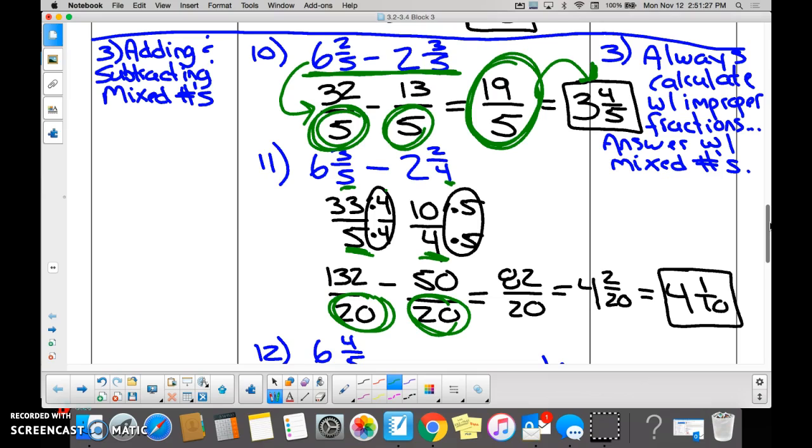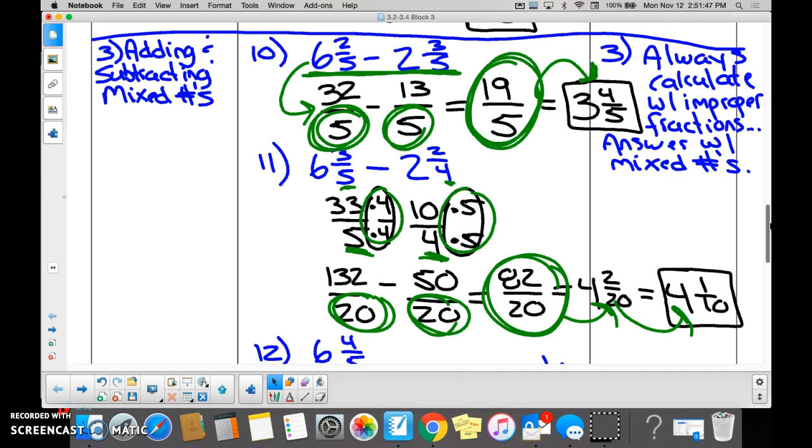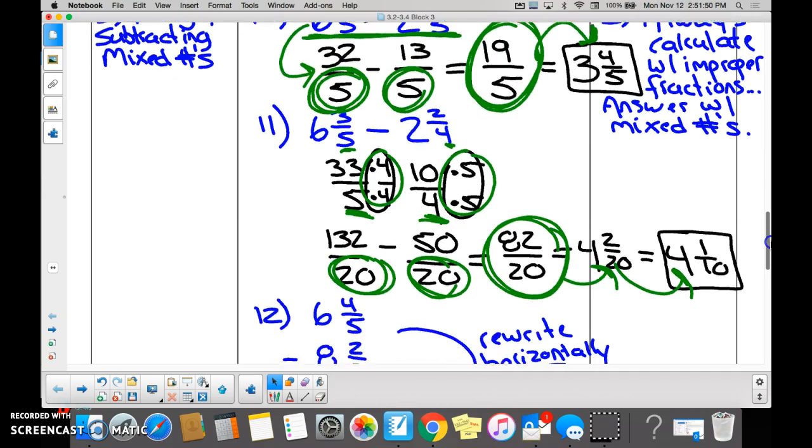Make your bubbles. Do your math in your bubbles. Establish your numerators. Was this our final answer, yes or no? No. It's improper, right? So we converted back into a mixed number. Is that reduced? So we continued on and we reduced it all the way down to 4 and 10. Yes? Last example I have is number 12.